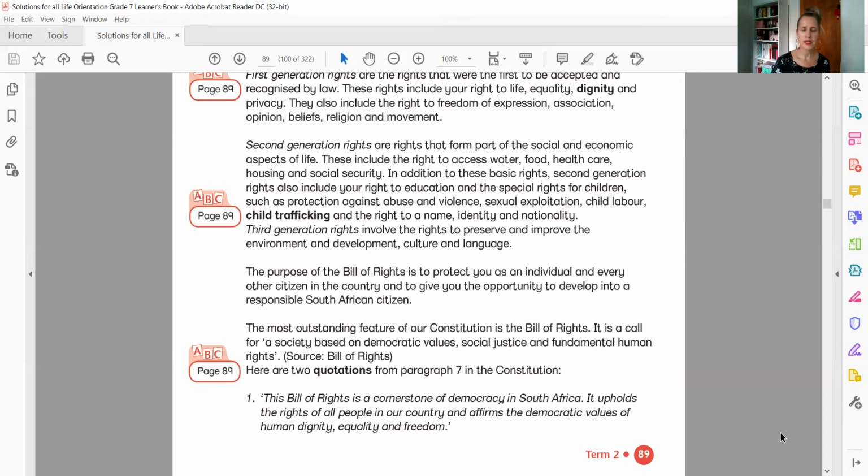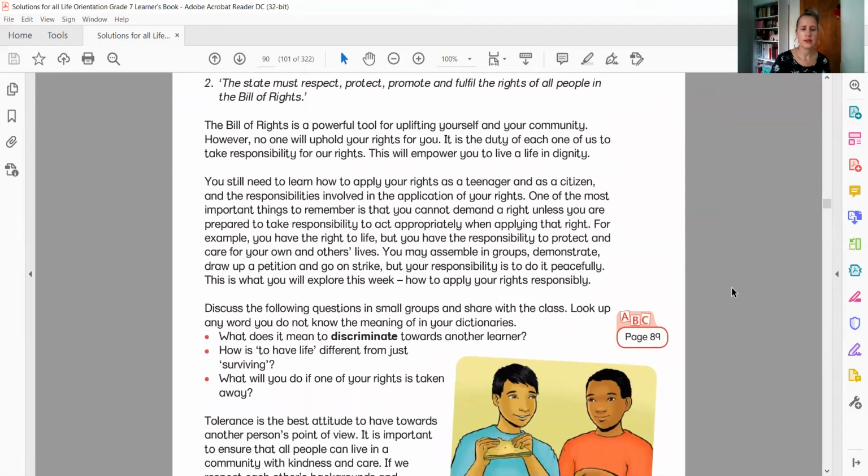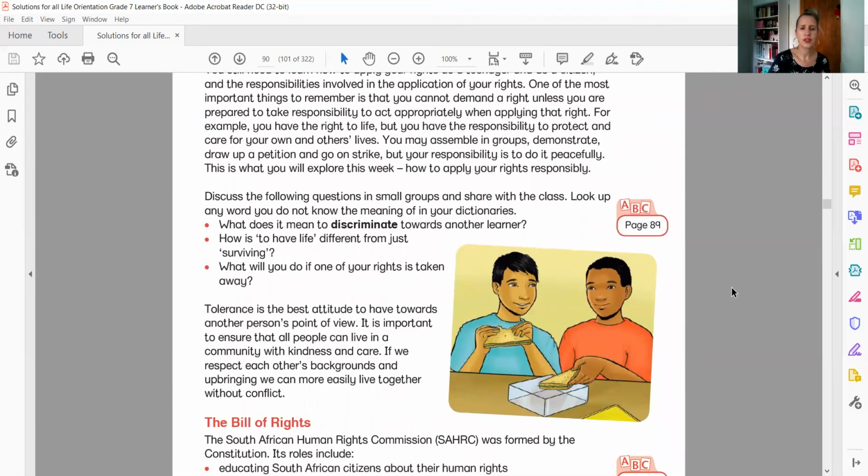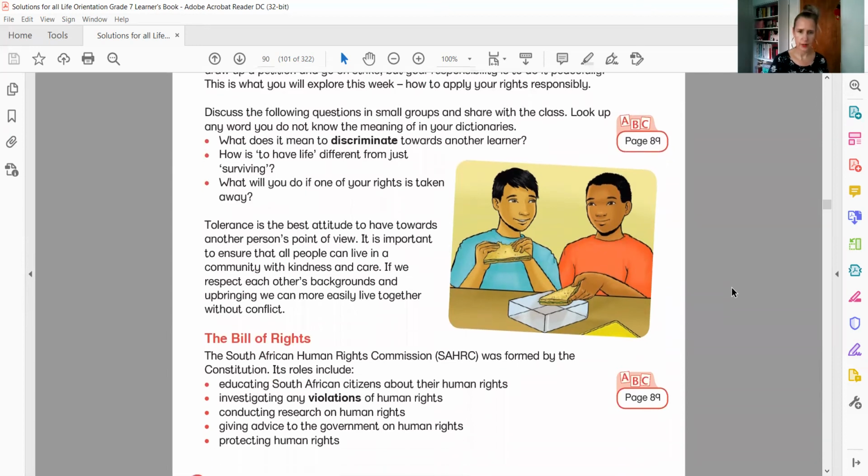Here's one quote. This Bill of Rights is a cornerstone of democracy in South Africa. It upholds the rights of all people in our country and affirms the democratic values of human dignity, equality, and freedom. Okay, and then there is another quote. Look down this page. We want to not discriminate against other people. We need to show tolerance for others. Okay, respect and dignity for each other's backgrounds, upbringing, etc.